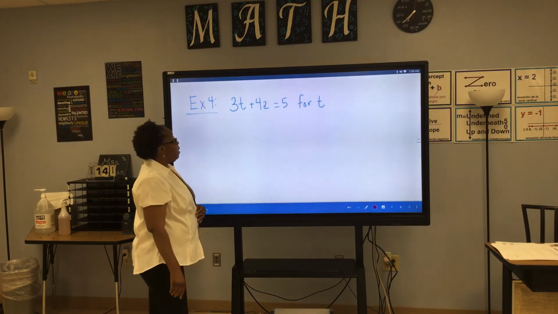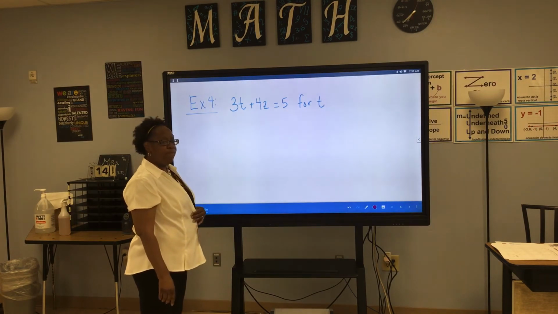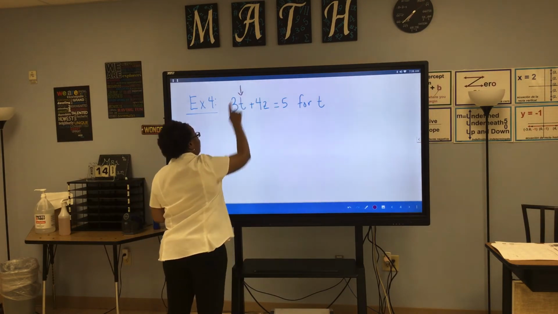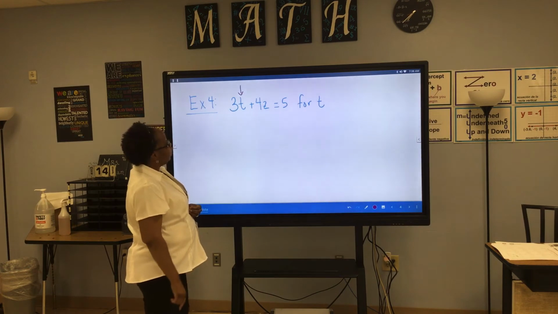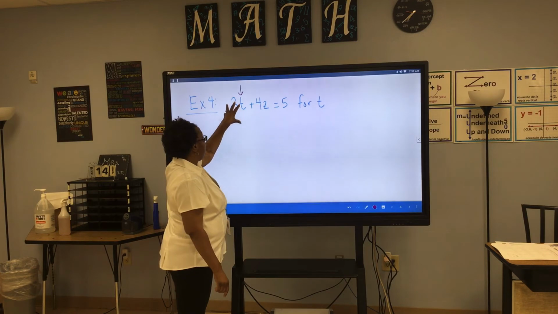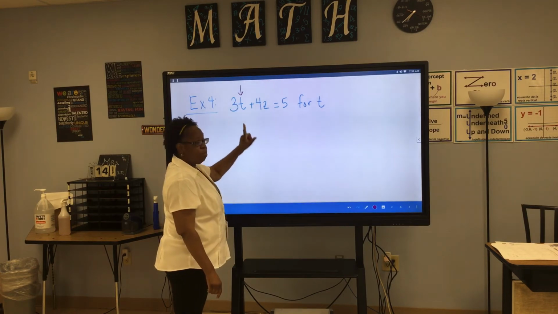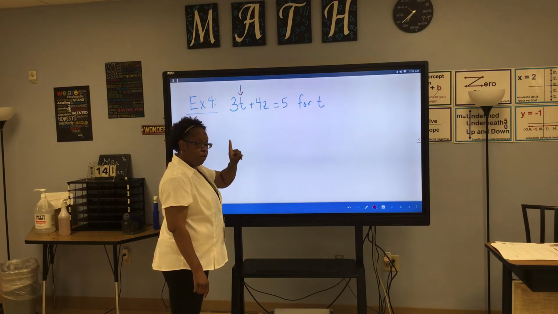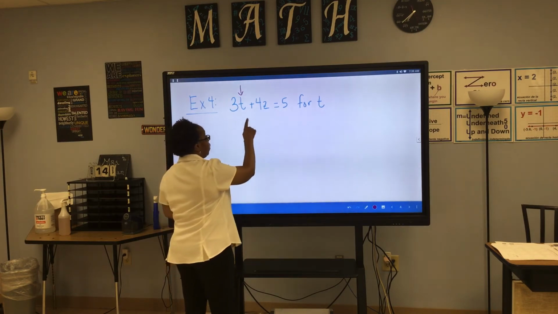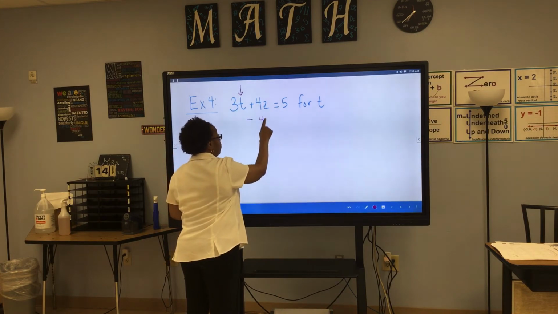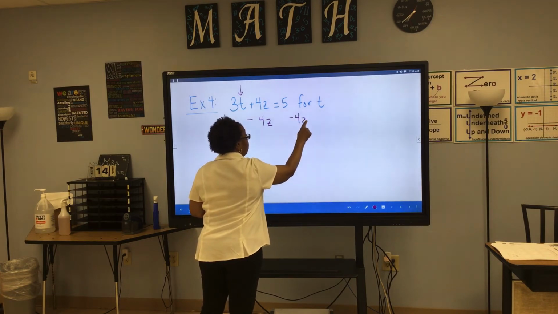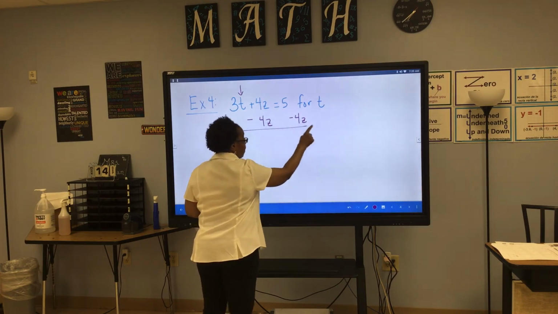Now we have 3t plus 4z equals 5, and we want to solve for t. So that means I want the t by itself, okay? So we look at this. Well, right now, this is being multiplied, so it's together. So we want to do our addition and subtraction first. We want to move what's being either added or subtracted first in this case. So we want to move the 4z to the other side. It's being added, so what do we do? We subtract. And what we do on the left, we do on the right. You'll hear Ms. Norman say that quite a bit.